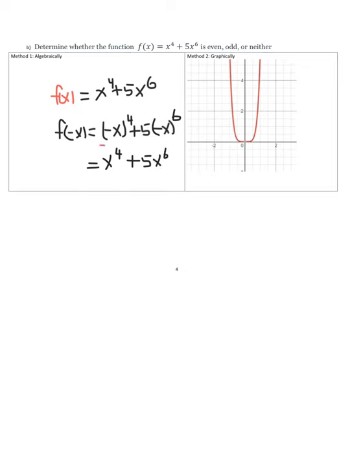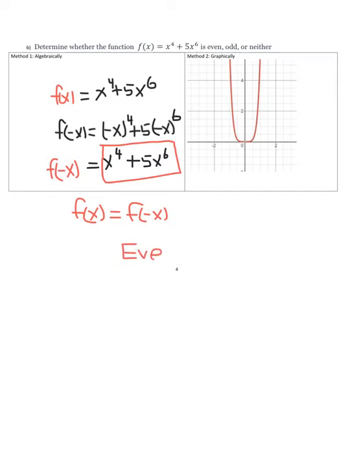Now let me highlight what I have gotten here. And remember, this is the same as f of negative x. And what I see here, f of x is the same as f of negative x. So when I plug in negative x, the function remains the same. And that means it's even.